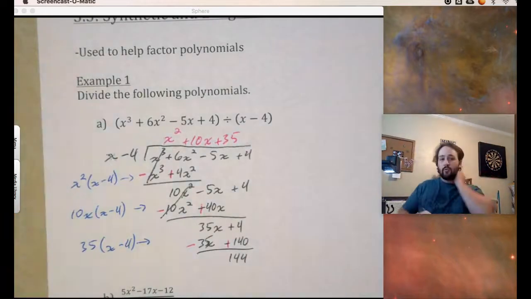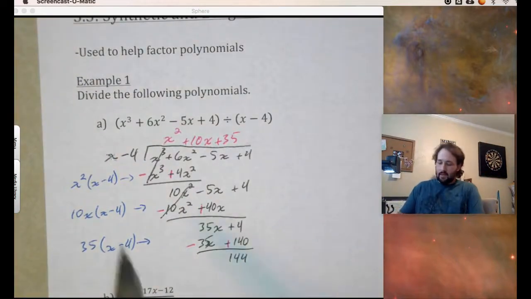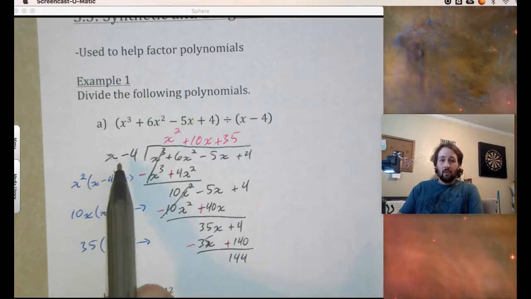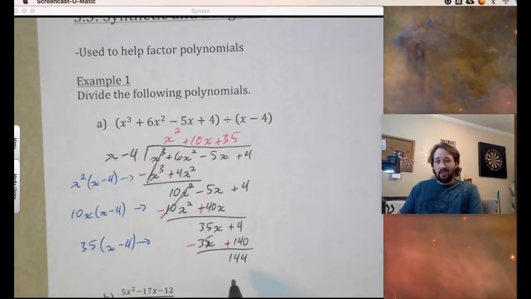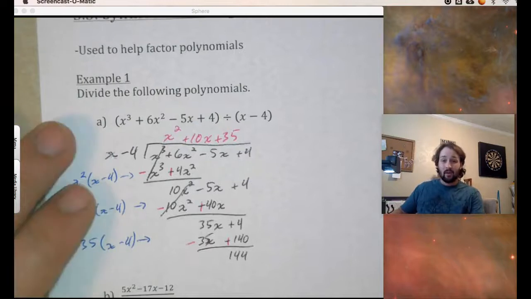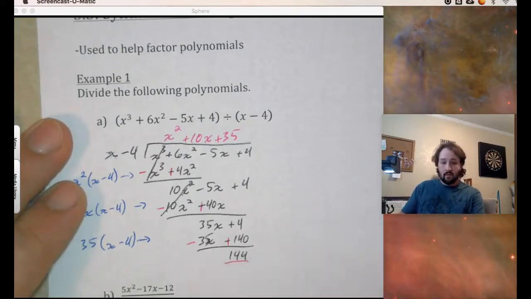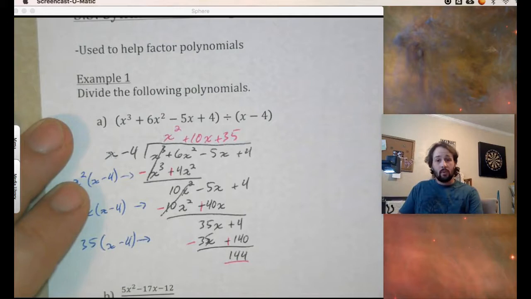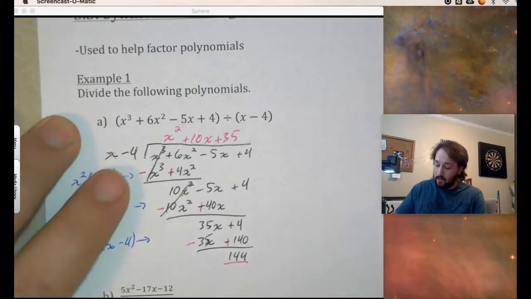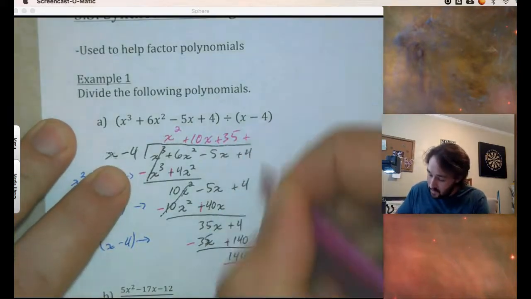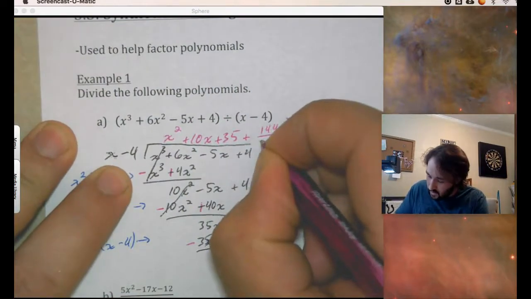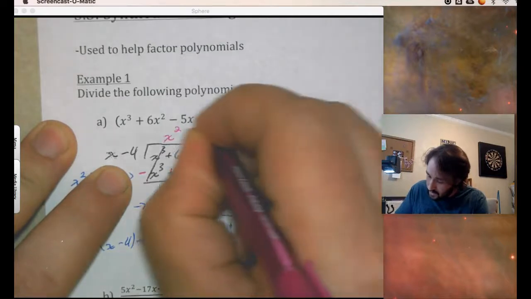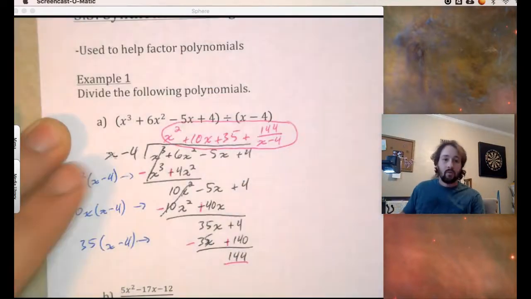So now with that 144, I'm kind of stuck because I can't multiply x by any polynomial or any monomial in order to get 144. It'd have to go like a 1 over x or something. So what we do at this point is that is actually our remainder. So I have a remainder of 144, and remember, we put our remainder over what we're dividing by, so I have plus, because it's positive, 144 over what I'm dividing by, which is x minus 4. This is the result of that polynomial division.